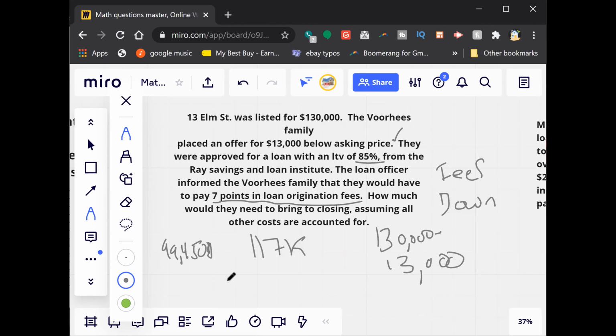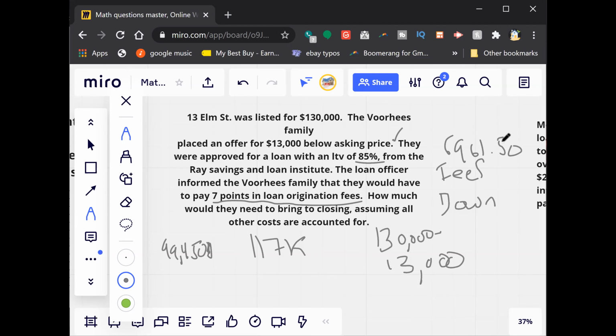Now that we know the loan amount and the sale price, what would we do? What would you guys do? There's a couple ways. Yvette said multiply the 7 points times the loan amount. So why don't we do that? 99,450 times 0.07, because it's 7%, right? 1 point is 1% of the loan. That's 6,961.5. So we have 6,961.5.